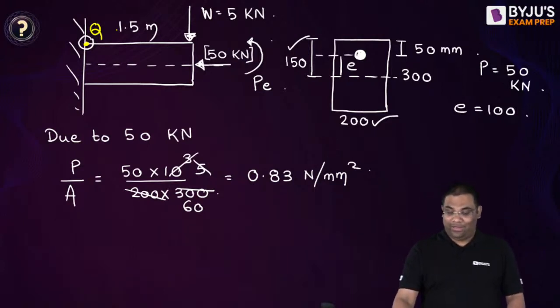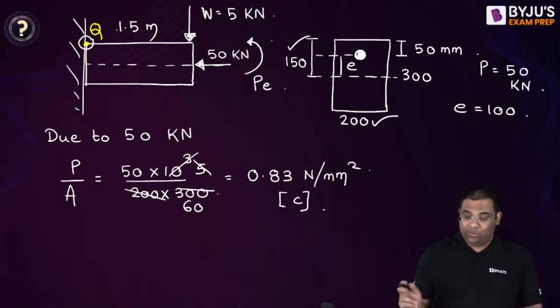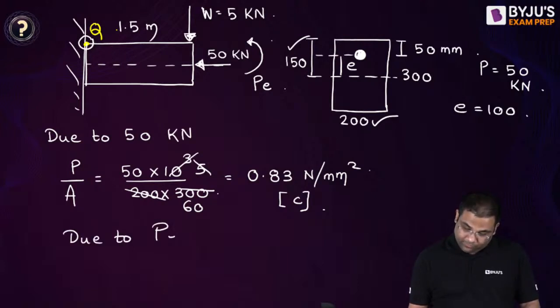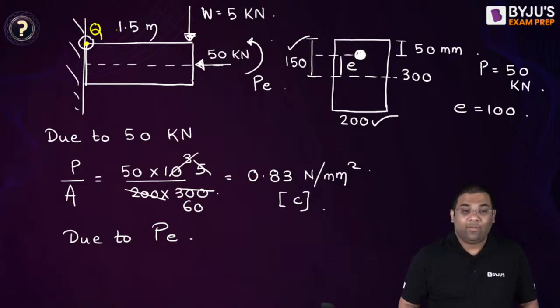Okay, 0.83. So due to this load P, this 50 kilonewton, it will compress this whole area. This is compression. Now you see this P into E, what is it? It is a sagging moment, right? Due to PE, what will be generated at the top? Compression will develop, right? This is a sagging moment.